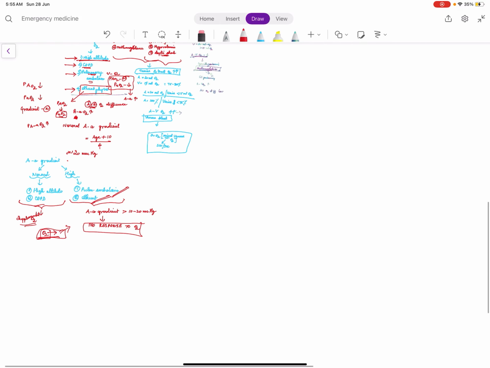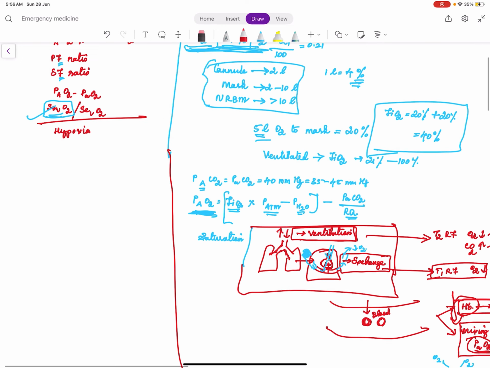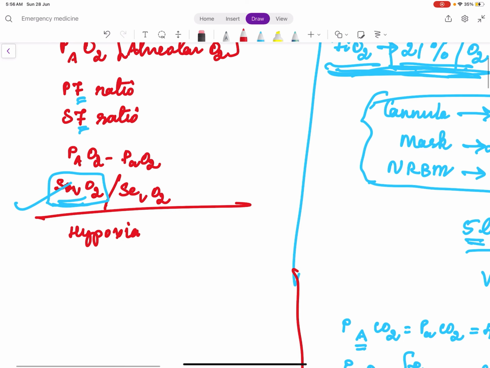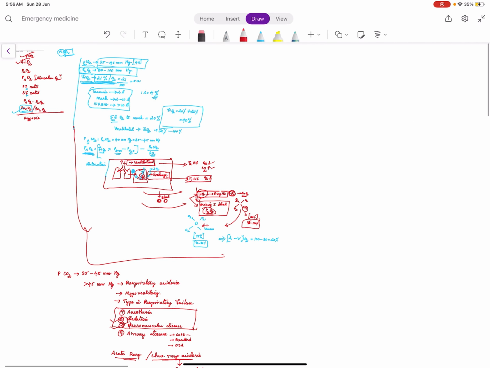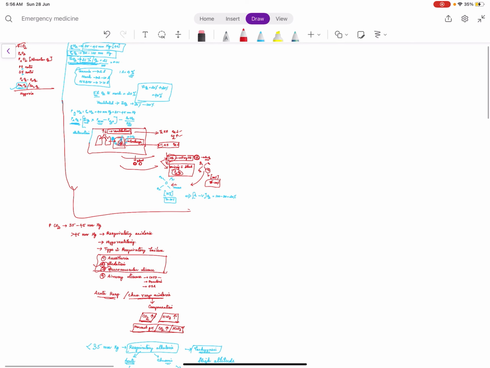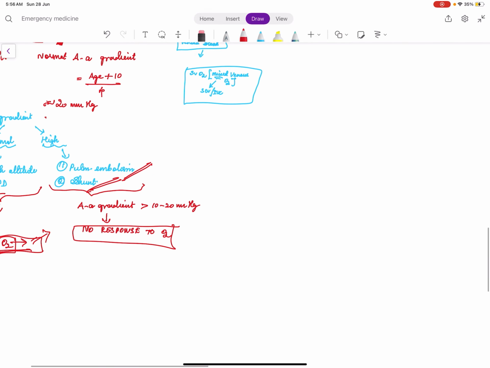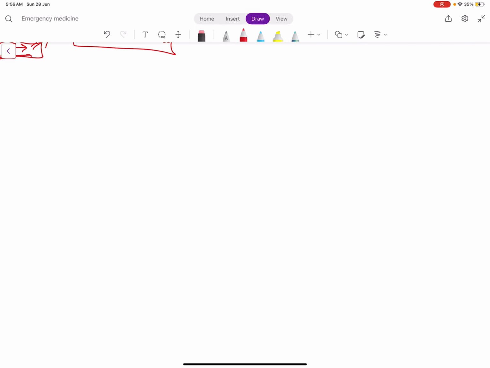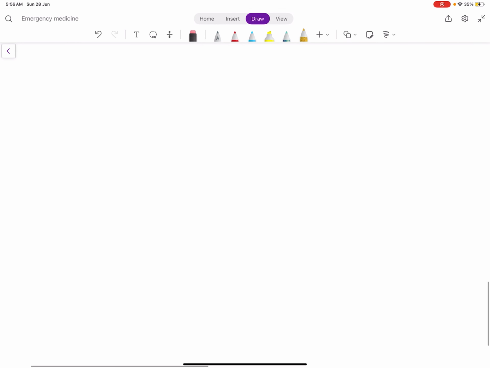So this took so much of time, but I wanted you to be clear with the concept because this is a place where many of us get confused. So we'll just summarize this oxygen concept alone quickly.